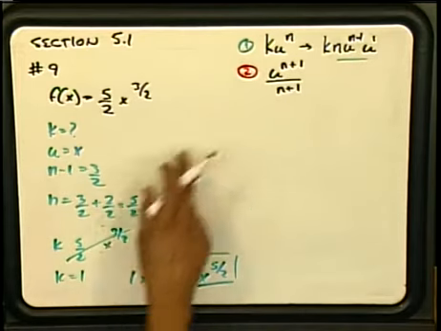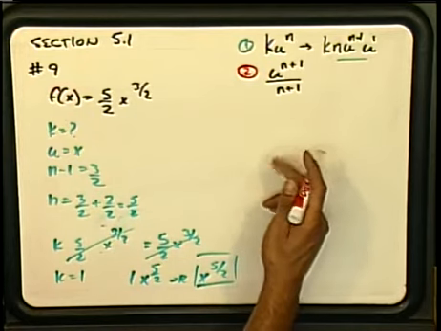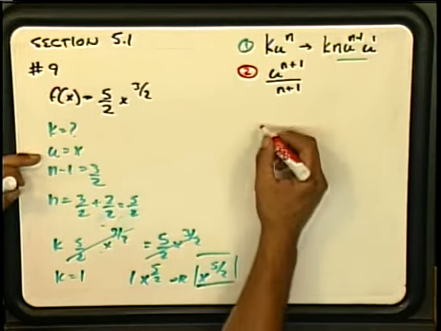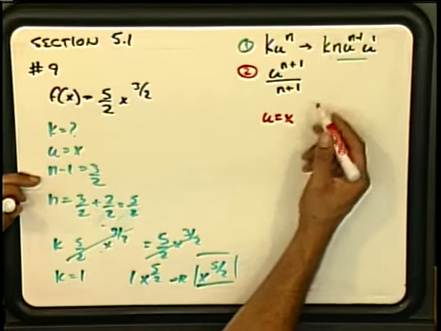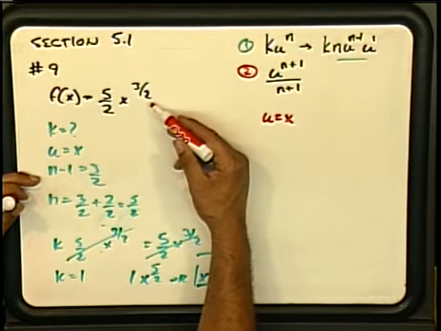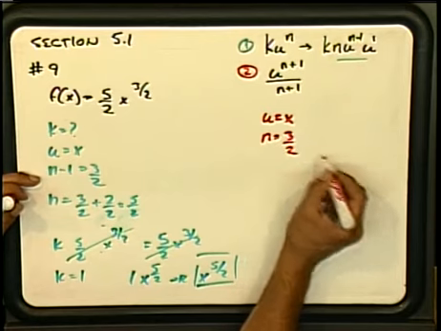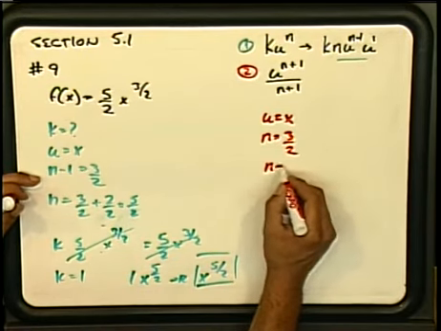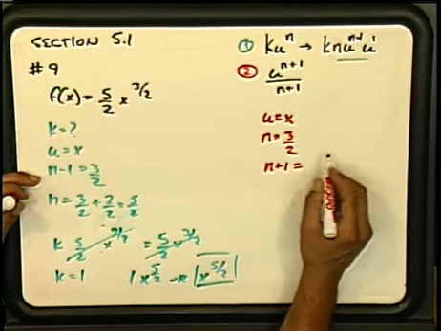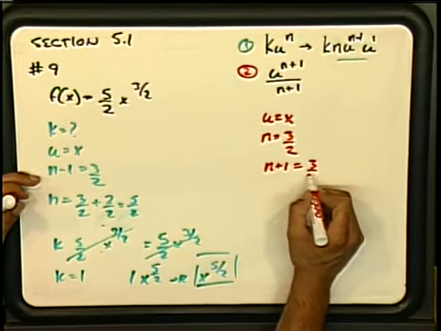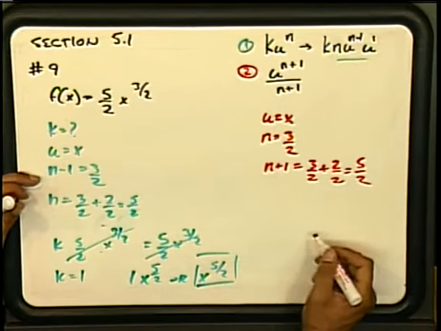Next, I'll solve it with the second method, U to the n plus 1 over n plus 1. U equals x. This time, for this method, they give you n instead of n minus 1. So n equals 3 halves. N plus 1 equals 3 halves plus 1 equals 5 halves.